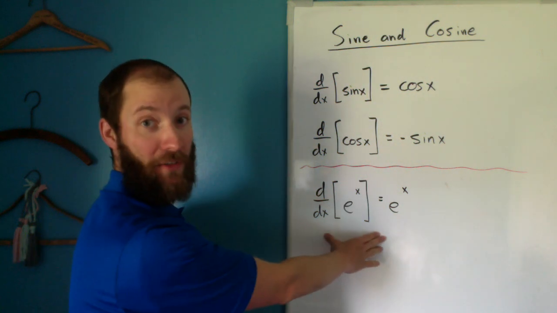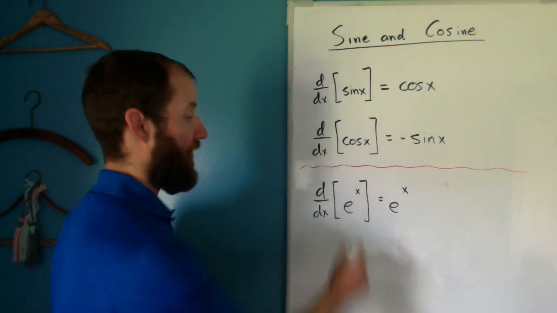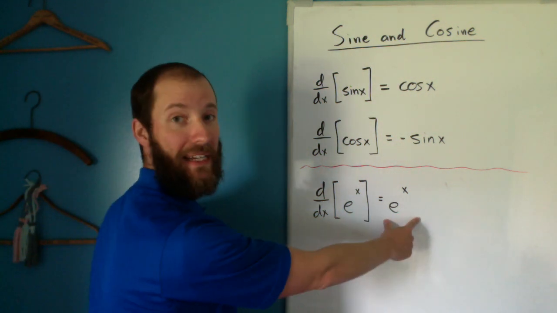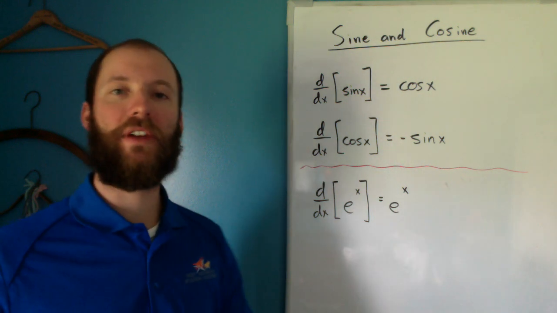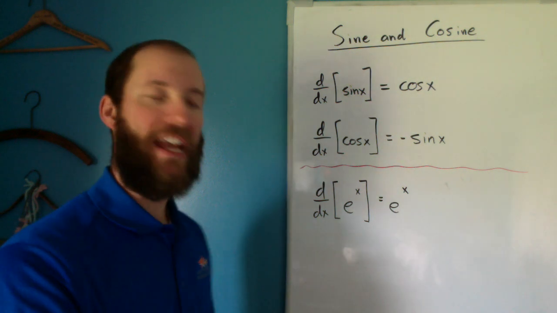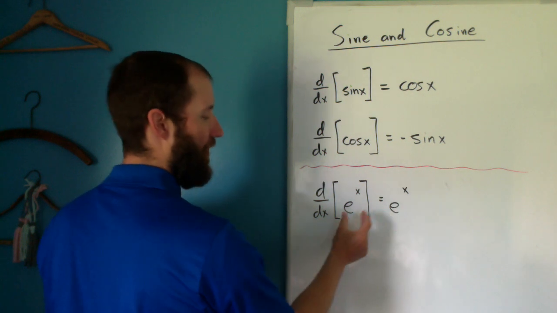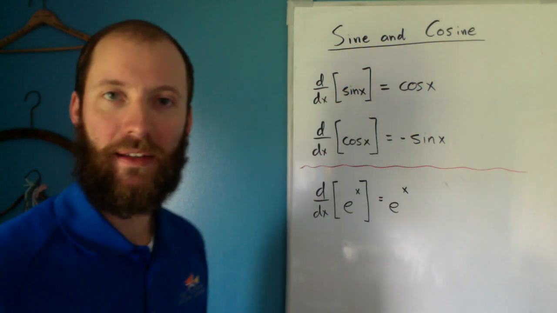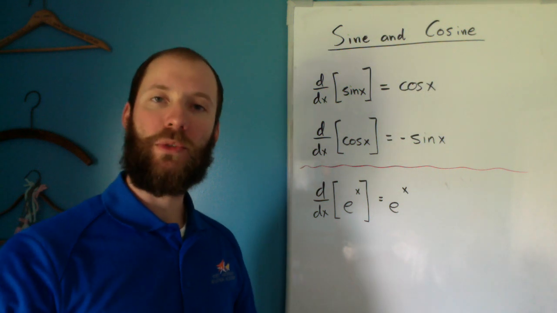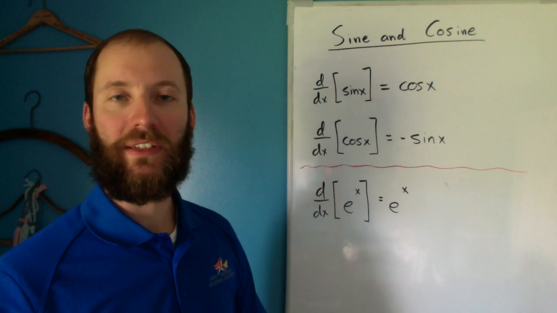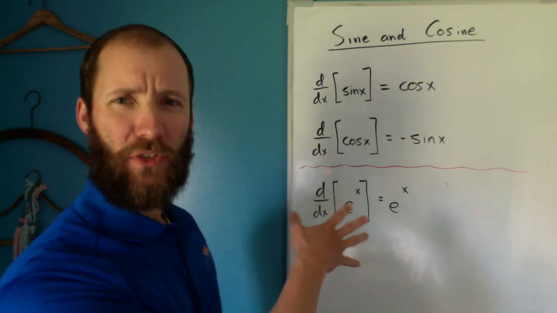This is probably my favorite, the derivative of e to the x, the natural exponential function. The derivative of e to the x is e to the x. That's why they call it the natural exponential function. Remember, derivative is rate of change. So the rate of change of e to the x is equal to the position of e to the x. Wherever e to the x is, that is also its rate of change. So it changes proportionate to its position. So kind of cool stuff.